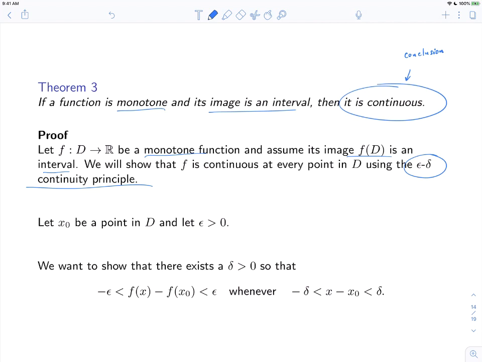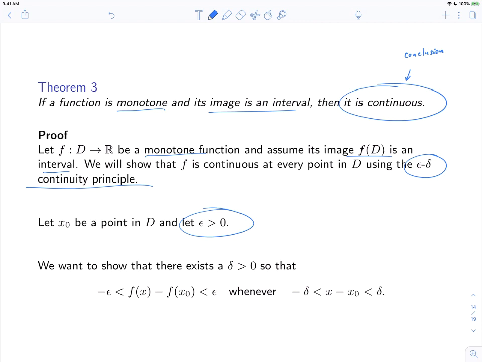We want to show that it satisfies the epsilon delta continuity principle, so that means we have to start by specifying an epsilon greater than 0. Well, we're not specifying it, it's arbitrary, it's given to us. That's our starting point. We have a point x naught in the domain, and we want to show that it satisfies the epsilon delta continuity principle. Okay, so in order to do that, start by saying let epsilon greater than 0 be given.